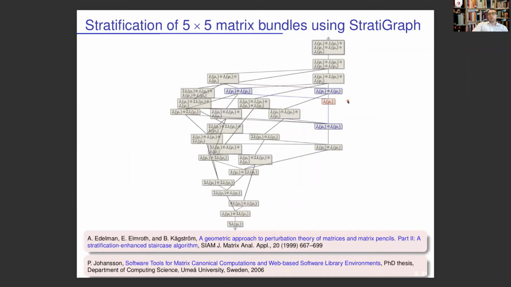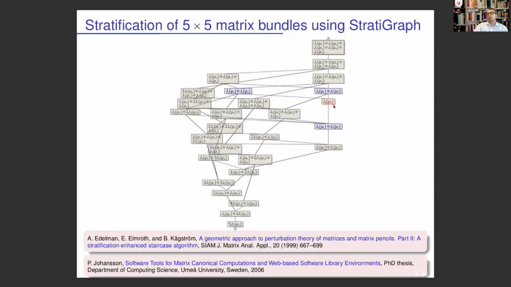I had an example, actually 2, first with the 1 Jordan block and then with different Jordan blocks for the 5 by 5 matrices. But those examples do not cover everything that may happen for 5 by 5 matrices. Nevertheless, this graph here, produced by a software called Stratigraph, which was developed in Umeå, is covering all the possibilities. So all the Jordan canonical forms that are possible for 5 by 5 matrices are presented here, and the arrows mean that we can perturb the one below to get the one above. I pulled to the right the Jordan canonical forms that I was using in my examples.